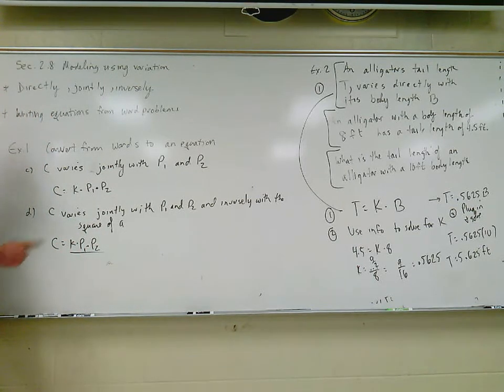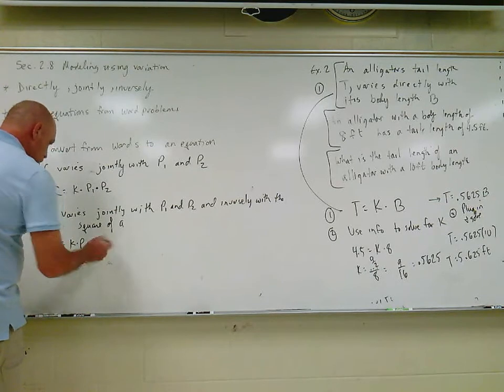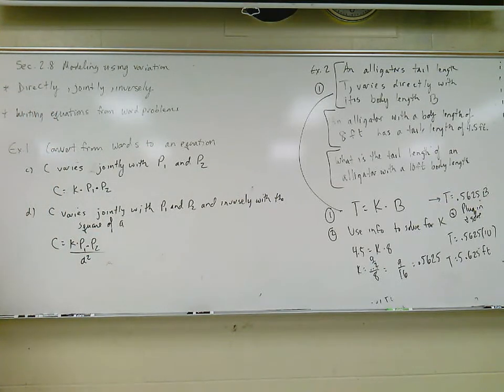Didn't say square root, yeah, of A squared, all over A squared. So when you see the word inversely, you're going to introduce what? Fraction. But it's all multiplied and divided. There's no plus, there's no minus, and then there you go.